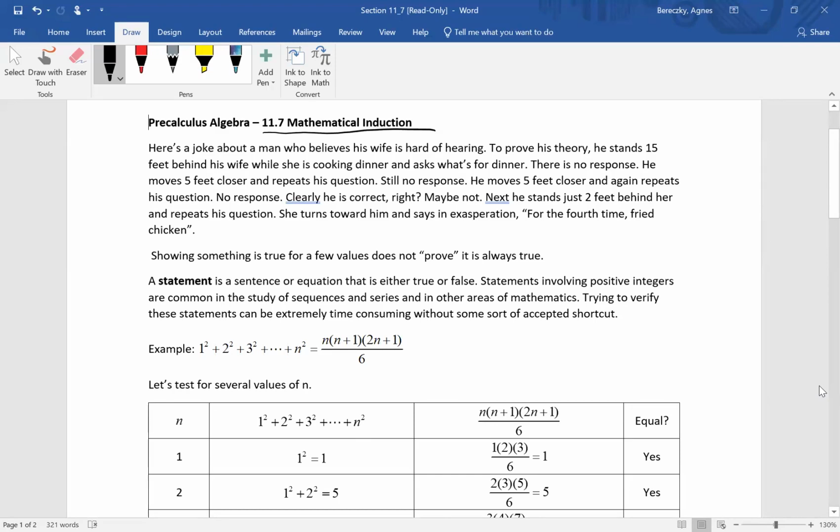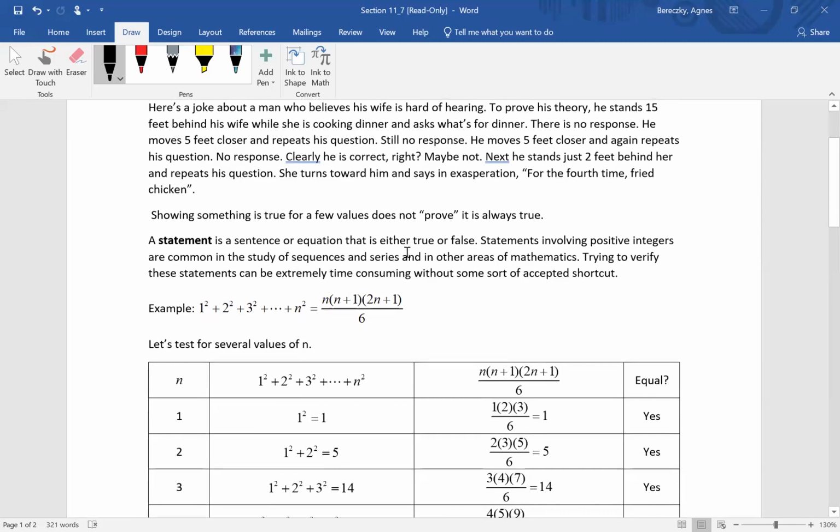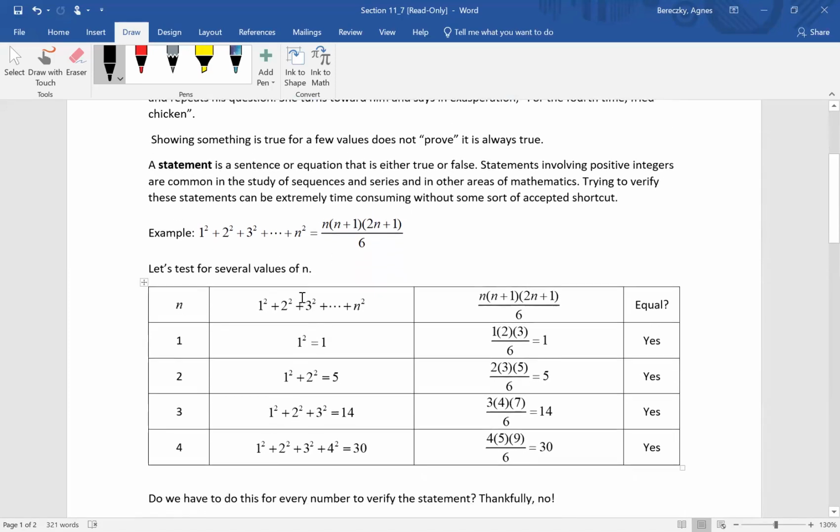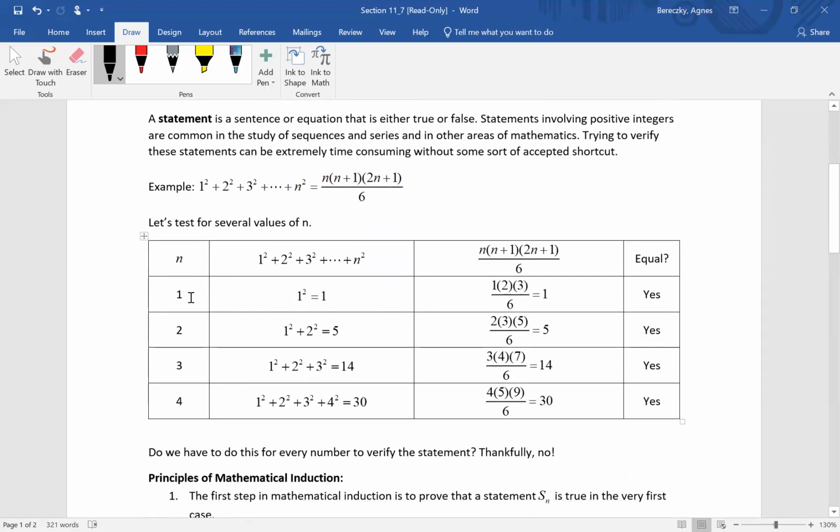Example: 1 squared plus 2 squared plus 3 squared plus ... n squared equals n times (n plus 1) times (2n plus 1) over 6 is a statement. And if we would like to prove that it's true, we can create a table and test it for several values of n. So, for example, when n is 1, we plug in 1 for n, and the left and the right-hand side of the equation are the same.